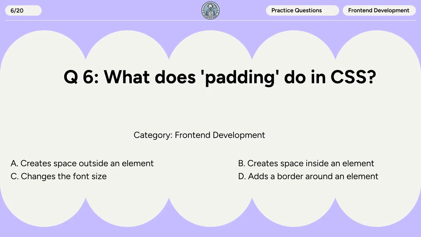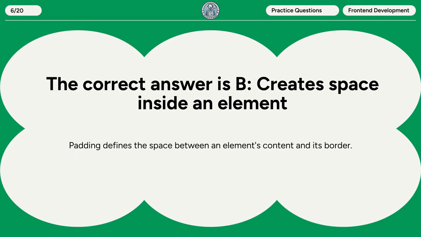Question 6. What does padding do in CSS? A. Creates space outside an element. B. Creates space inside an element. C. Changes the font size. D. Adds a border around an element. The correct answer is B. Creates space inside an element. Padding defines the space between an element's content and its border.